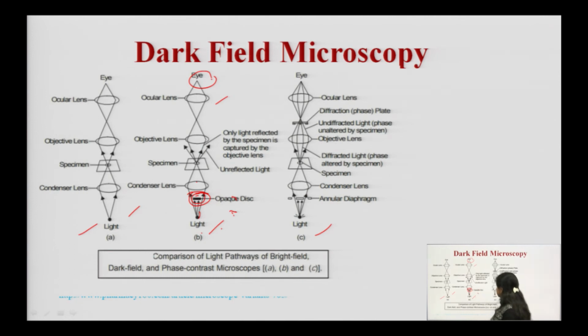That disc was known as the opaque disc, and a higher version of dark field is phase contrast microscopy, in which two further additions were made. In dark field, only one addition was made, that is one opaque disc attached before the condenser lens and above the light source. But what happened in phase contrast microscopy? They attached two extra discs. One is the annular diaphragm, and the second is the phase contrast diffraction phase plate.